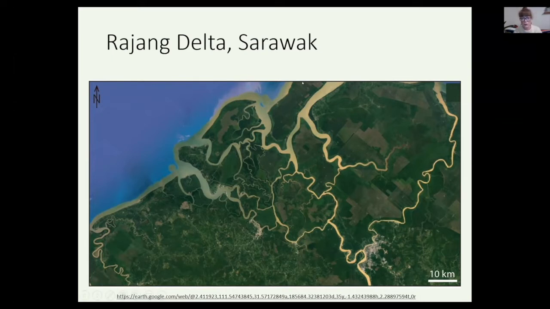The caveat being that the Rajang Delta is, of course, a delta, which we don't think we have a deltaic shoreline here. In addition, it's probably got a little bit more tidal influence. So we have a more wave-dominated shoreline with those lovely strand plains.